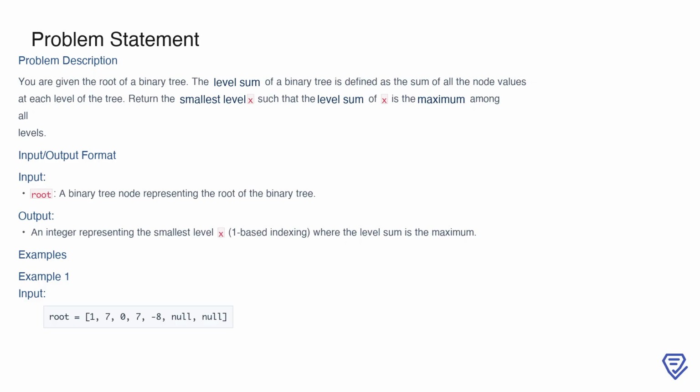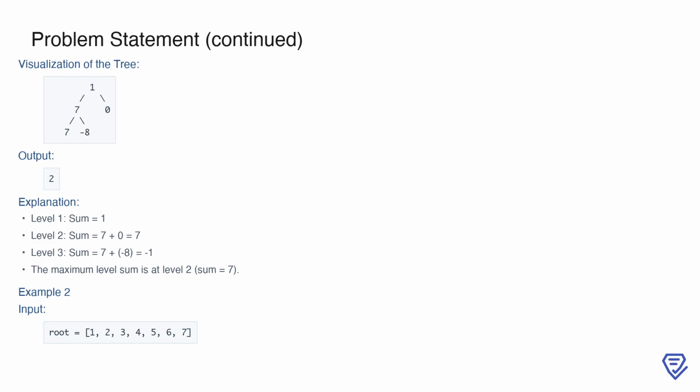Let's start with an example for better understanding. Here is the first example. The binary tree is visualized like this: the root node has a value of 1, it has two children with values 7 and 0, and the left child of 7 has further children with values 7 and -8.